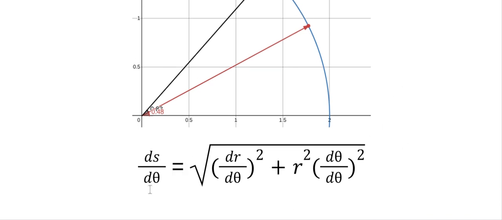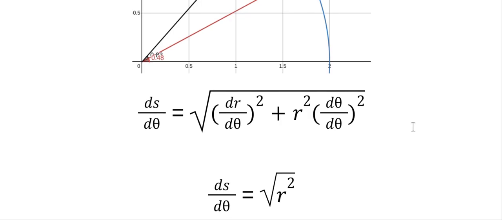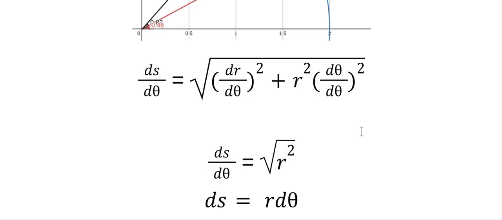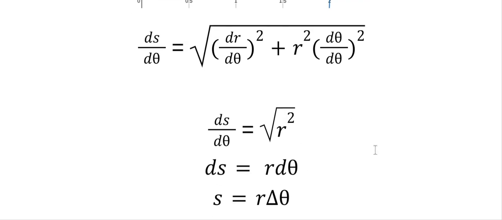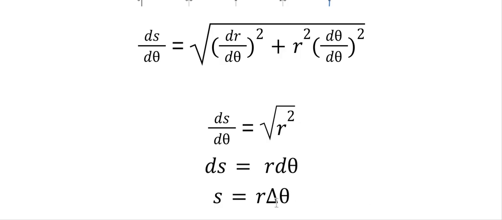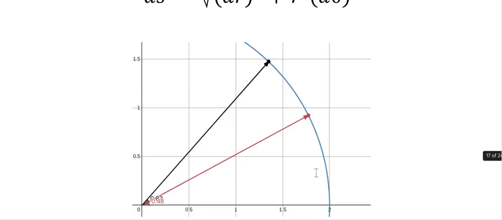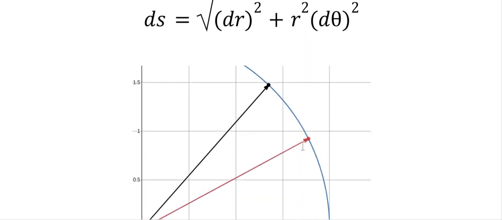So we need the change in this equation with respect to the angle. So we can take the derivative of both sides. All right, so what is dr d theta? Well, r is a constant. We're not changing r here, right? We're just changing the angle. So this is 0. And d theta d theta is obviously 1. So we're just left with ds d theta is equal to the square root of r squared, which is obviously r. We get ds equals r d theta, and we integrate it, and we get s equals r times the change in theta. This integral will be evaluated from wherever these two angles are.